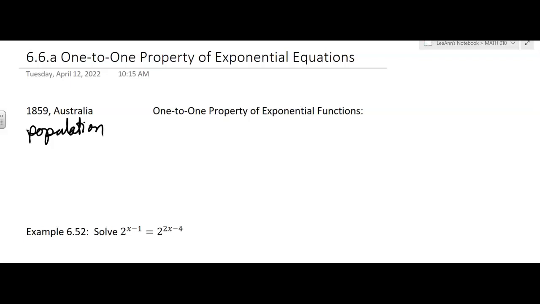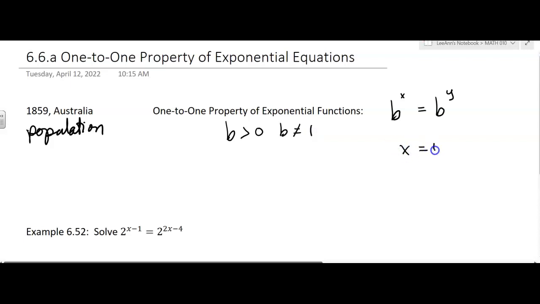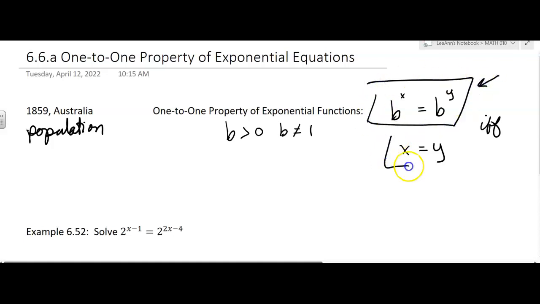And we have a property, it's called the one-to-one property of exponential functions. And it says if you have an exponential function, and it equals another exponential function with the same base. Now that base has to be greater than 0 and the base cannot be 1. But if that's true, then you can say x equals y. And this is an if and only if situation. That if x equals y, then this is true. And if this is true, then x equals y. Now, we're going to use that property to solve an example here in a minute.